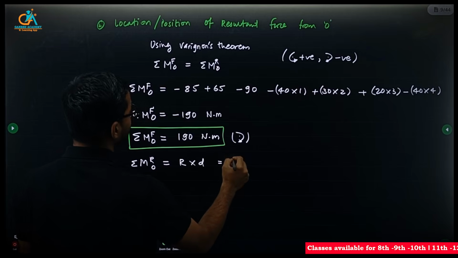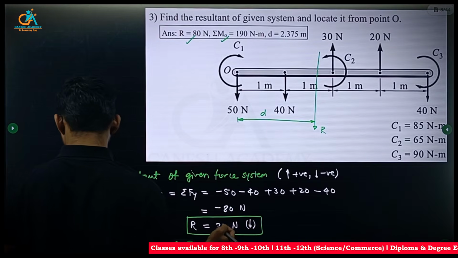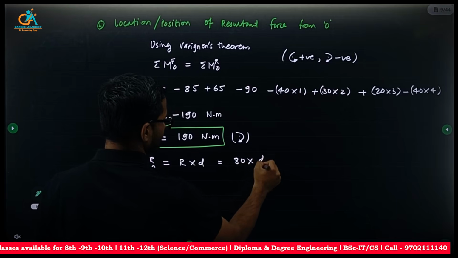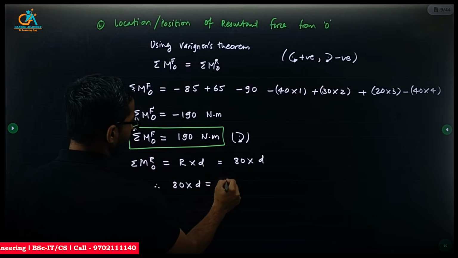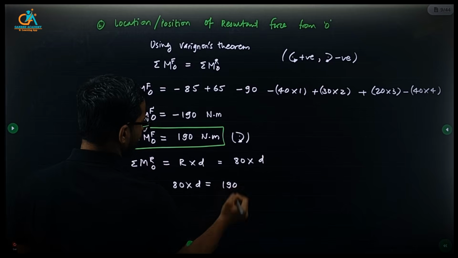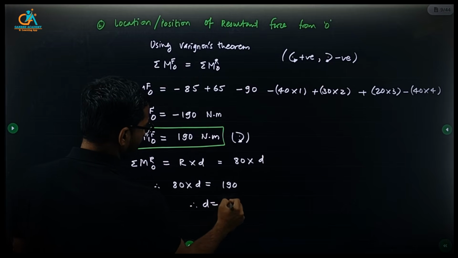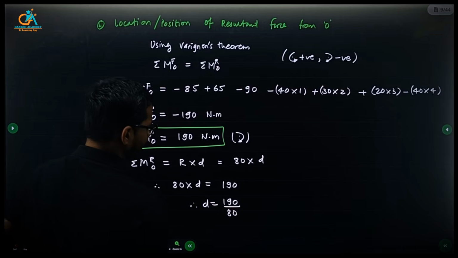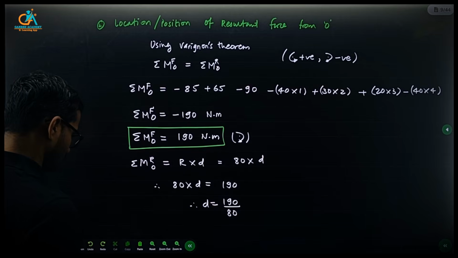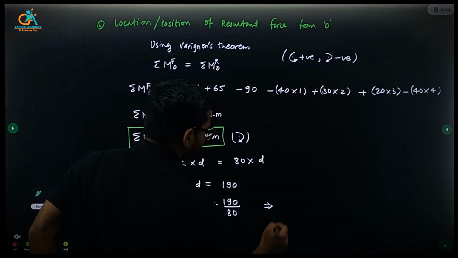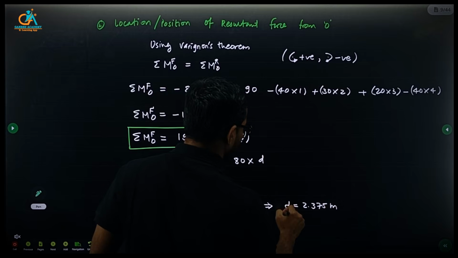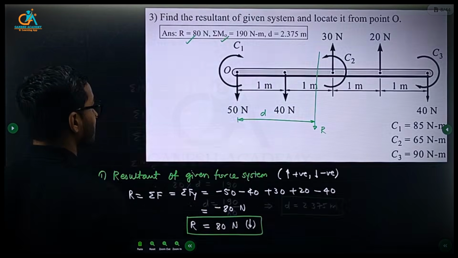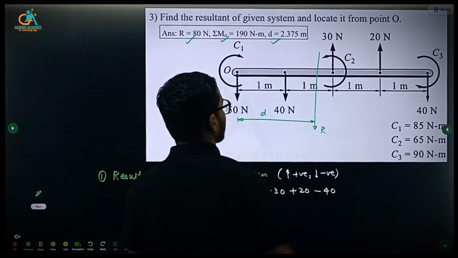So the resultant is 80 Newton. Equate these two. So 80 into d should be equal to 190, and therefore d is equal to 190 divided by 80, which is 2.375 meter, which is again correct as per your question bank.